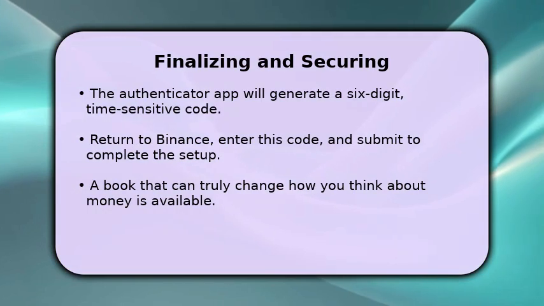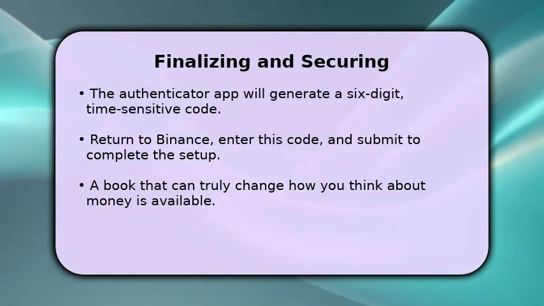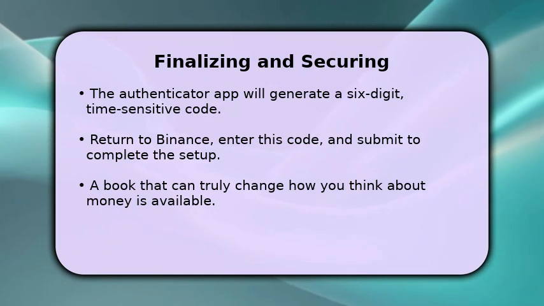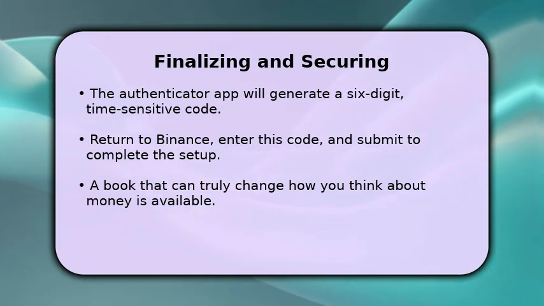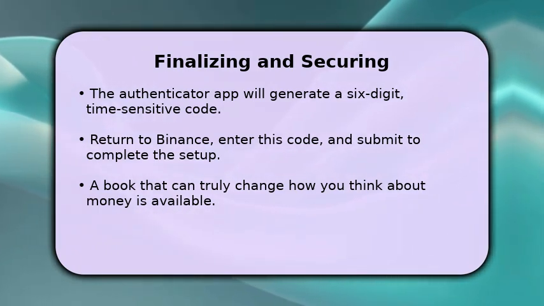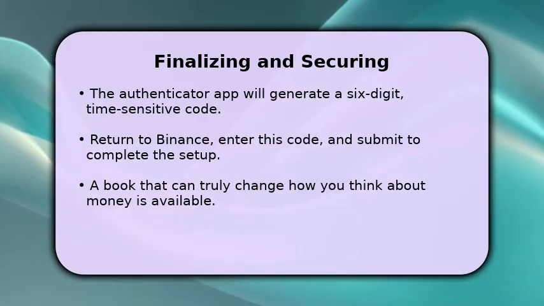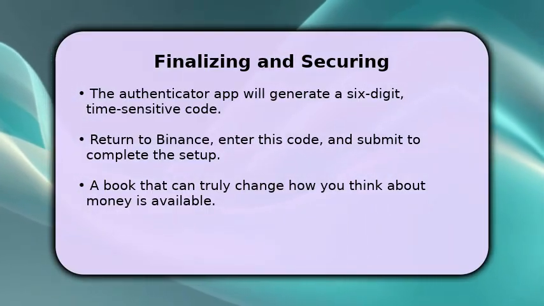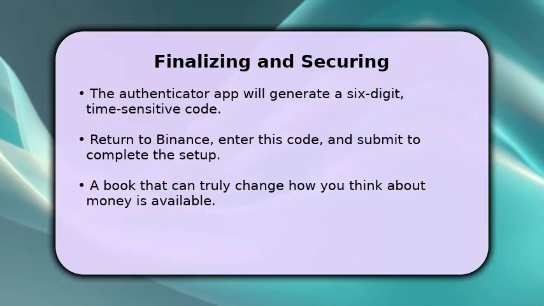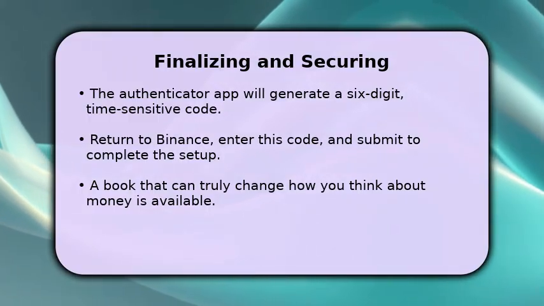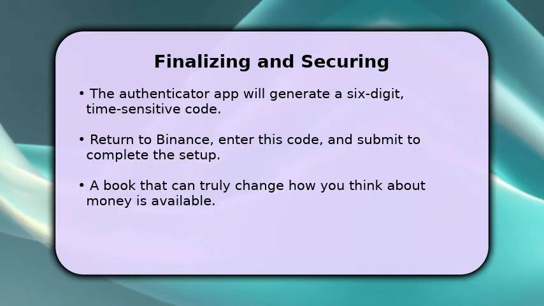Your Authenticator app will now display a constantly refreshing 6-digit code. Quickly return to the Binance app, enter this code into the designated field, and tap Submit. Congratulations! Your Binance account is now secured with two-factor authentication. Remember to keep your 16-digit backup key in a very safe place.